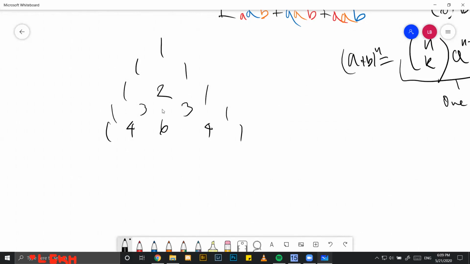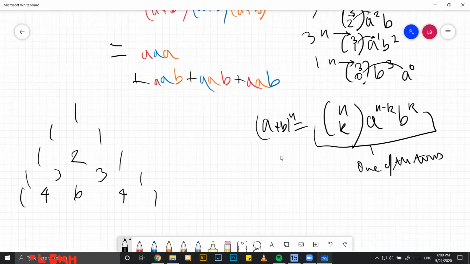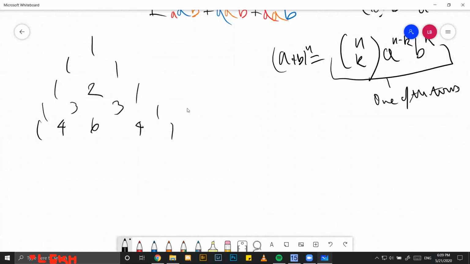You can figure out it's 1, 3, 3, 1. And indeed over here, you know that 3 choose 3 is 1, 3 choose 2 is 3, 3 choose 1 is 3, and 3 choose 0 is also 1. So you know it's 1, 3, 3, 1. But basically, you just use this for quick and very small numbers.